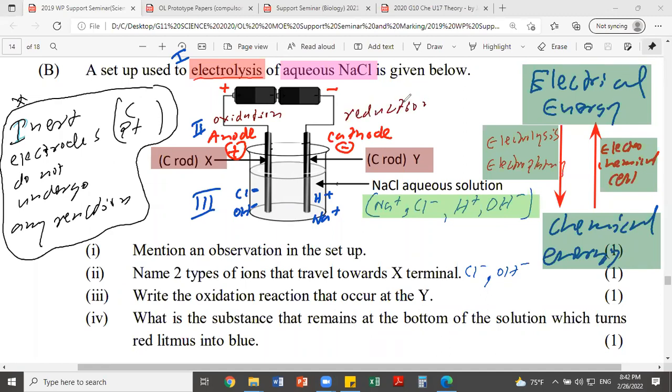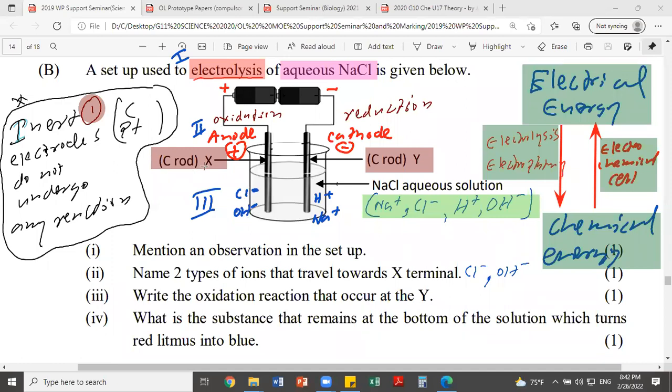Now we have to predict the oxidation, or the anodic reaction. Firstly, we have to look at the electrode. Remember this order. Number one, you have to check whether the electrodes are inert or not. Don't look at the ions before you write the anodic reaction. See whether the electrodes are inert. Imagine X is copper. What will happen? Copper is active. Nothing happens to the Cl minus and OH minus.